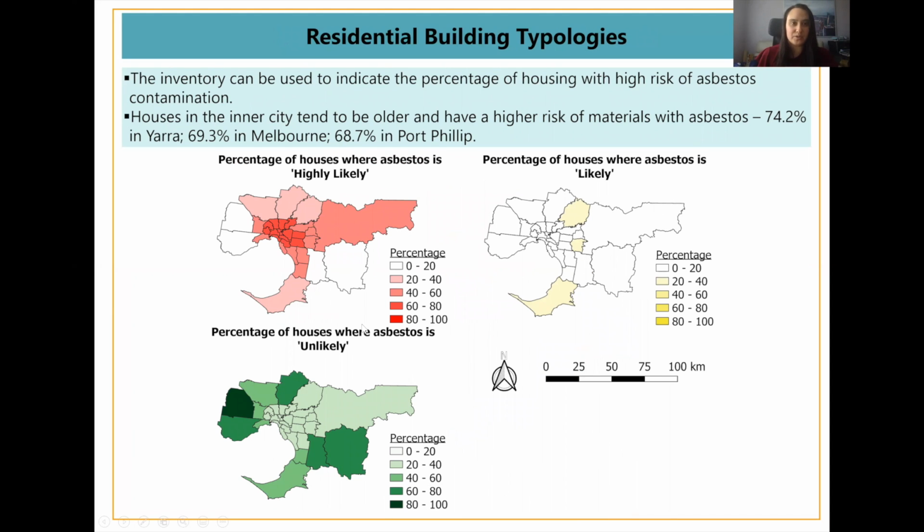Our inventory can also be used for hazardous materials. Here we see the likelihood of asbestos contamination. Inner city houses have the highest likelihood of contamination, with 74% of residential buildings within the city of Yarra having a highly likely risk of contamination.